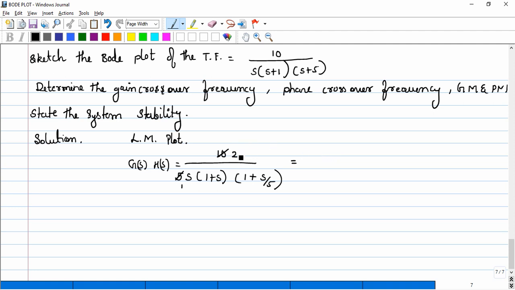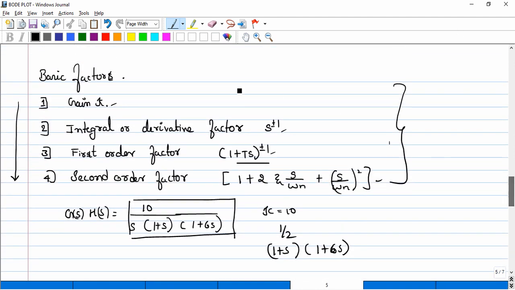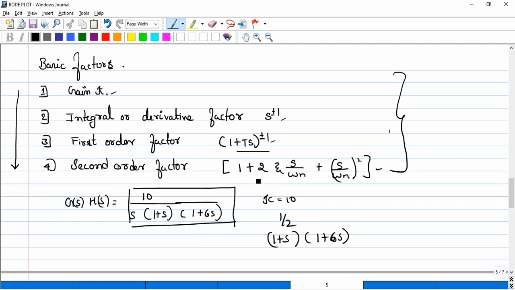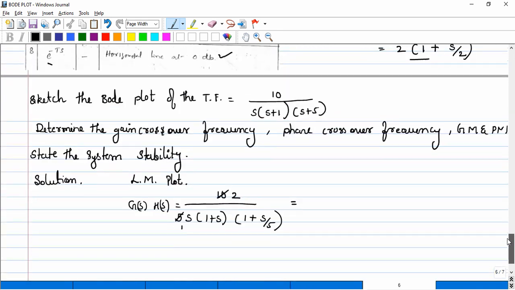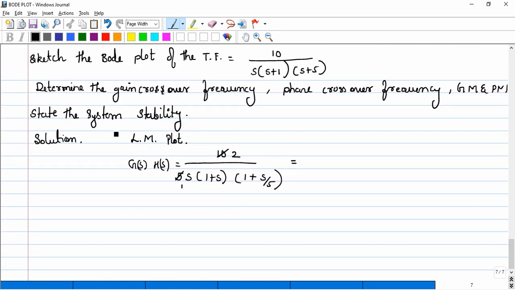So let me represent the individual factors in order. I already mentioned what that order is. You need to first consider the k factor or constant, followed by the integral factor, and again followed by the first order factor and second order factor. In the given problem we do not have the second order, so let us start writing in order. My first factor will be 2, and the second will be the derivative factor, that is 1 by s, followed by the first order factors.